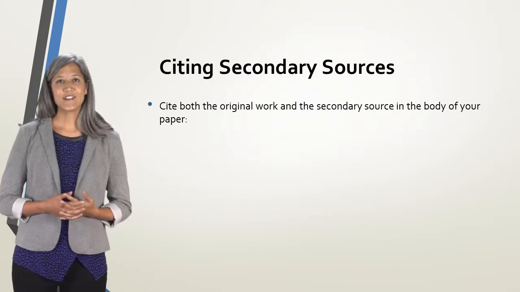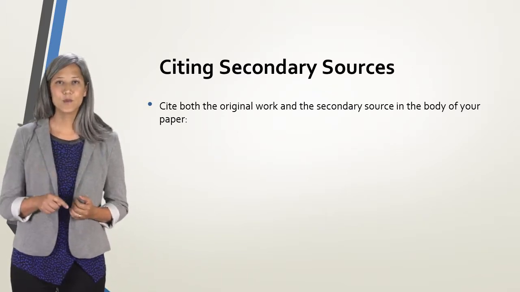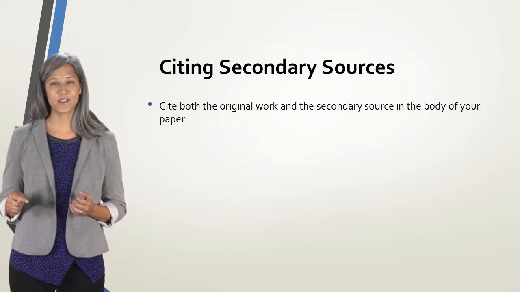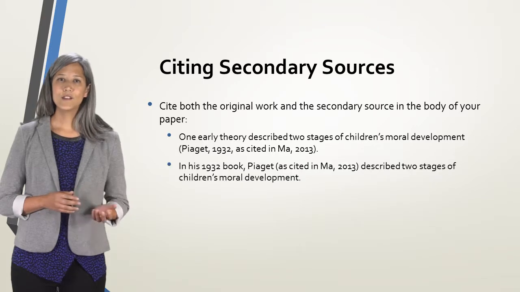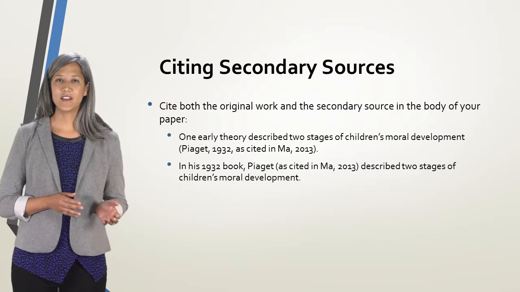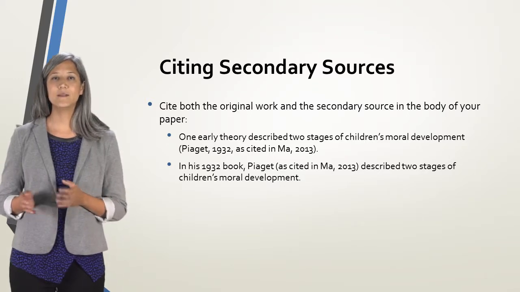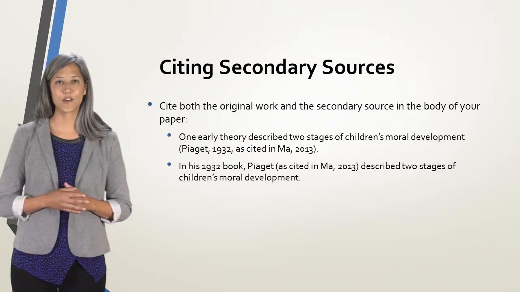To cite a secondary source in the body of your paper, you will refer both to the original work and the secondary source using this citation style. One early theory described 2 stages of children's moral development (Piaget, 1932, as cited in Ma, 2013). Ma is the author of the subsequent work.